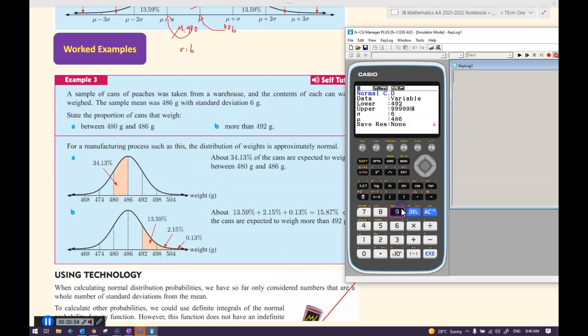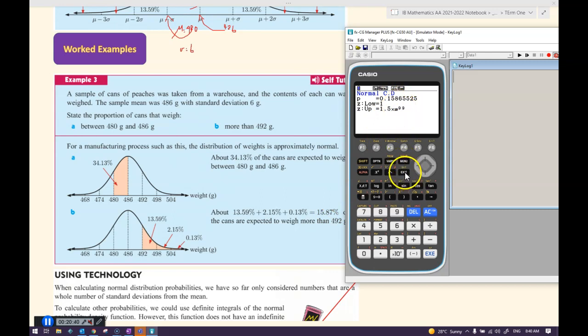You can just mash your 9 button. You can go 9 exponential 99, something like that if you like. It doesn't really matter so long as you are at least 5 standard deviations above the mean. So it would have been just as easy for me to go, oh, well, 5 times 6 is 30. If I add 30 to that, 516, that will give me roughly the same value. Let's have a look. I'll do 9 times 10 to the 99 first, just because I'm difficult. 0.15865525. That's 0.1587 roughly, 0.15865. Round to that, that's fair enough.